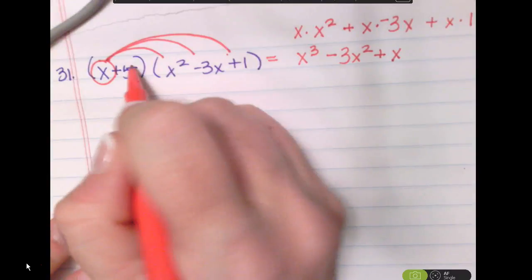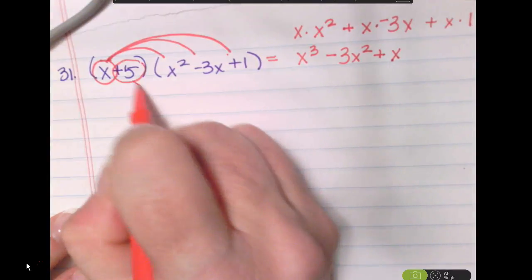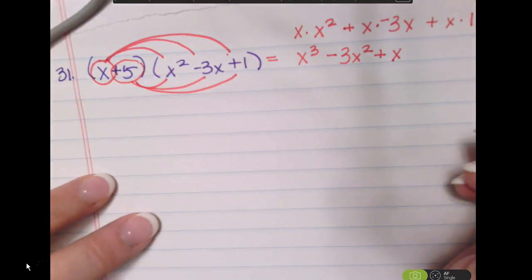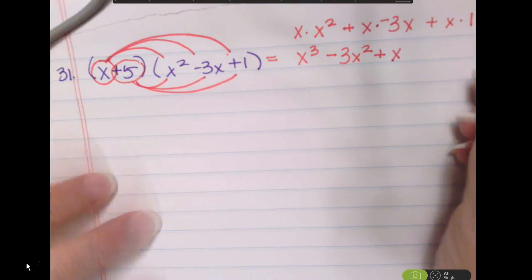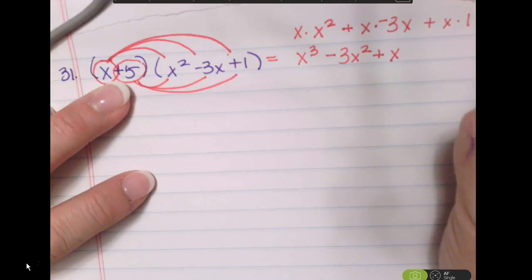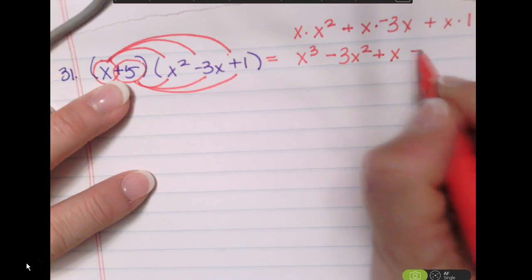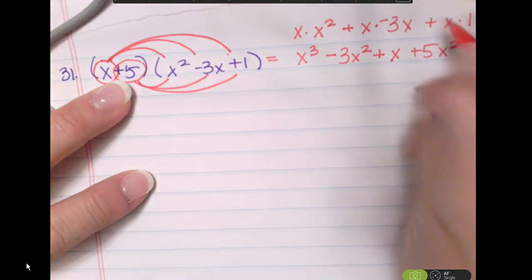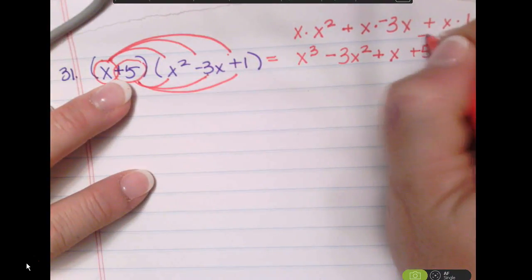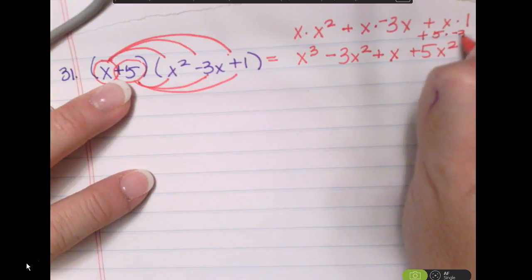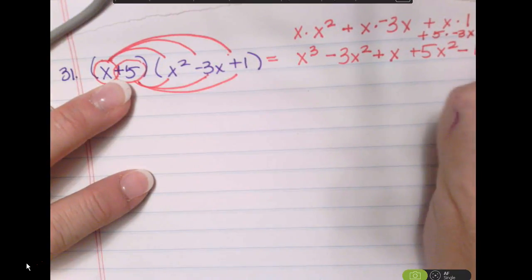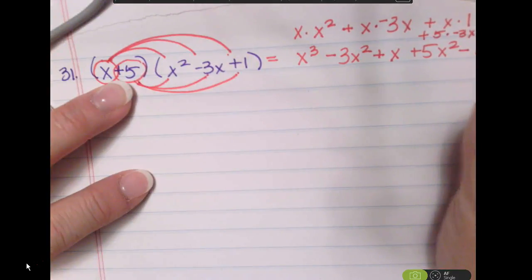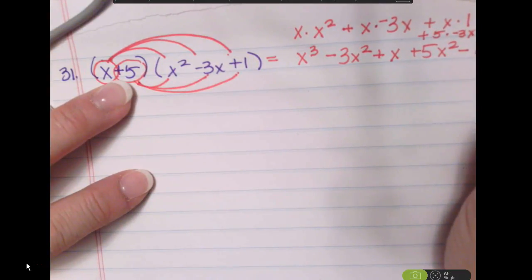Now, on the bottom here, I've got a plus 5 times 3 different things. So that is plus 5 times x squared is 5x squared. Plus 5 times minus 3x. So plus 5 times minus 3x is negative 15x. And then plus 5 times plus 1 is positive 5.